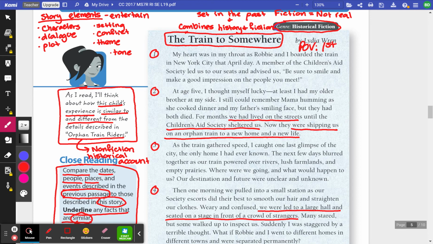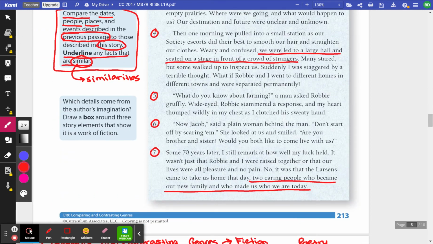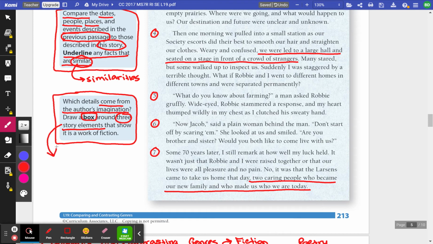So now that we have done that, we're going to look at our second closer reading box, which says, which details come from the author's imagination? Draw a box around 3 story elements that show that it is a work of fiction. So, you are looking for your story elements once again. We've listed these up at the top of the page so you can easily go back and look for those story elements that you need to find.